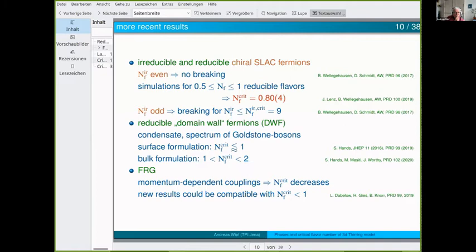Then there also has been an FRG calculation by Holger Gies and his collaborators, in which they allowed for momentum-dependent couplings, and it turned out that the critical number came down, and it could be compatible with N critical less than 1. So the different methods sort of converge that the critical number is around 1. We would say below 1, maybe a little bit above 1.